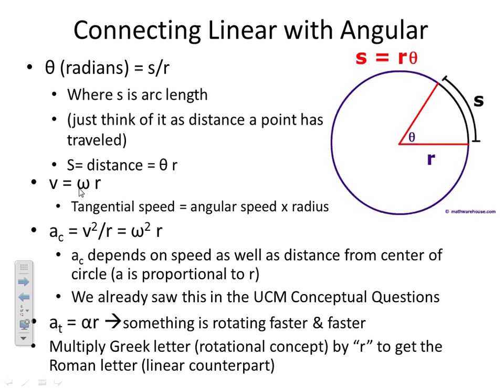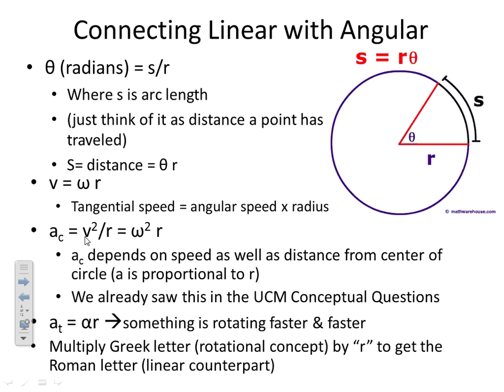Now, it's also because of the omega here, as we can see, they're proportional. The product is proportional to the tangential velocity. So if you increase one, you're going to increase the left side.